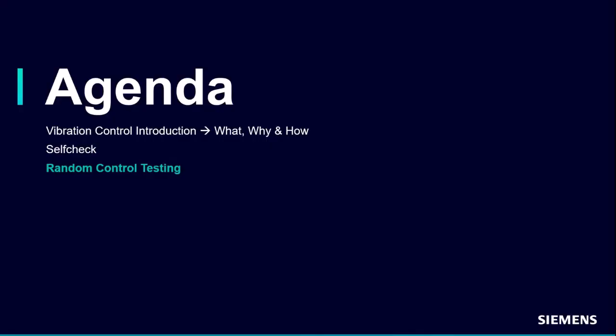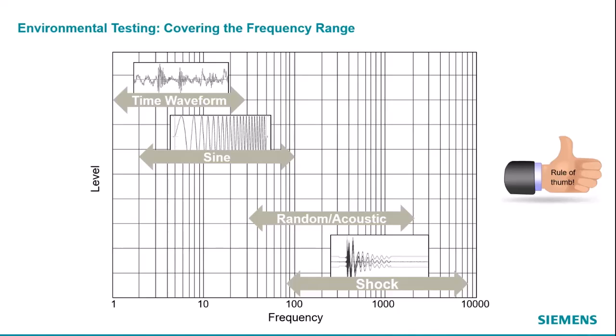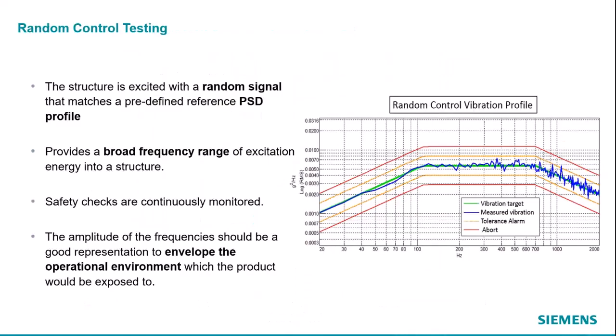Then we'll go on to random control testing and some of the parameter settings for that. And again, for random control testing, we're in this frequency range here. And as I've mentioned before, we have this random control spectrum that's used for the closed loop control.